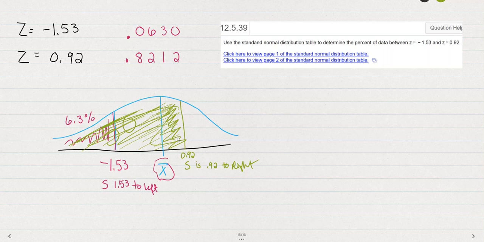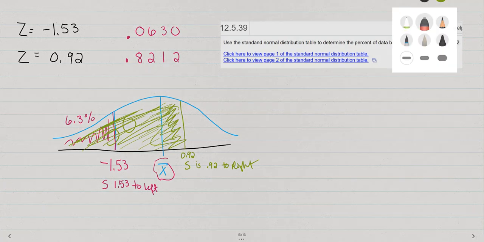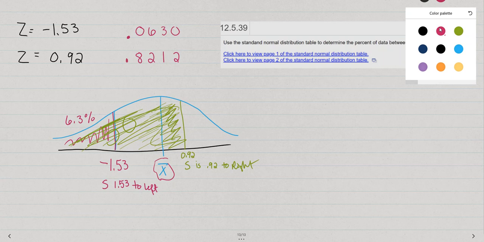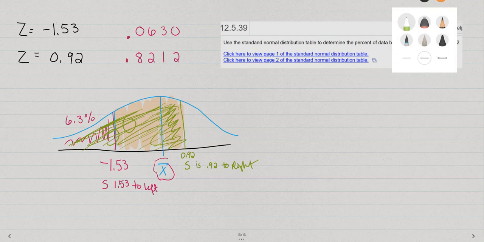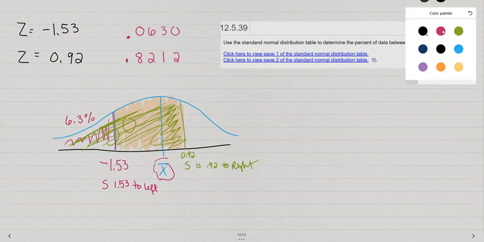So it doesn't surprise me as I get an estimate in my head. Let me highlight what we're looking for. We're going for this in here, right? The area between the two. It doesn't surprise me that that area is going to be pretty big compared to 100% anyhow. So let me get a precise value now.